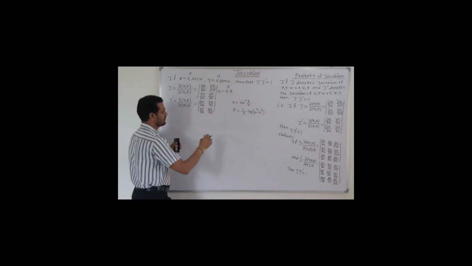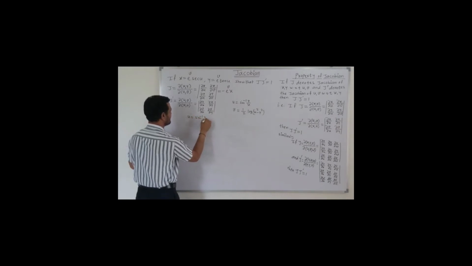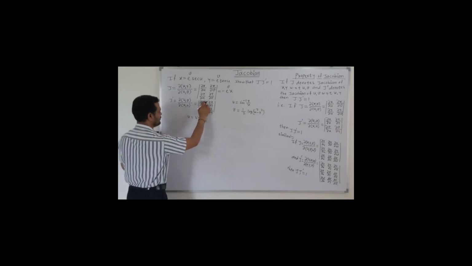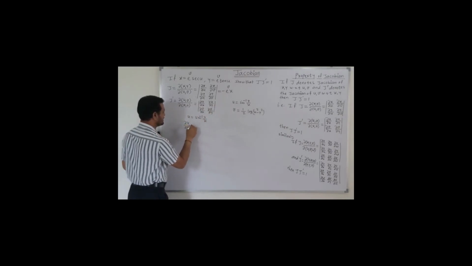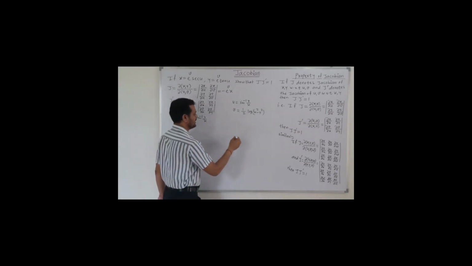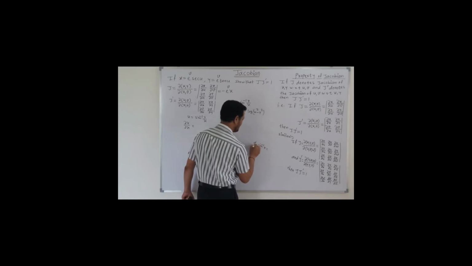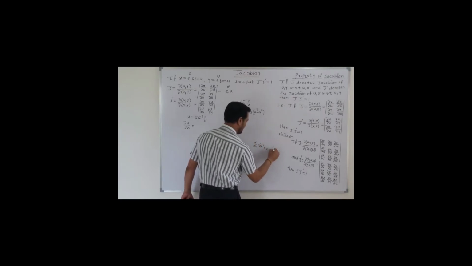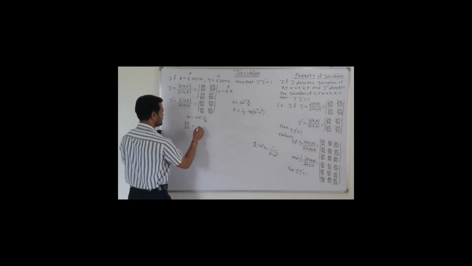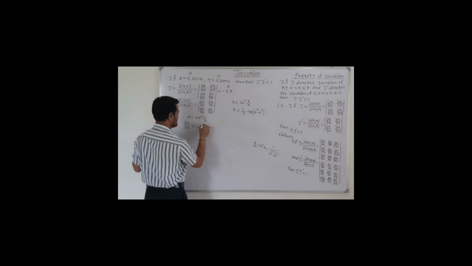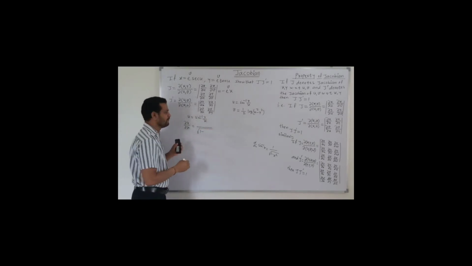Now friends, whatever u we are having here, u is sine inverse y by x. Now take the partial derivative of u with respect to x and y. If we take the partial derivative of u with respect to x, then we know that the derivative of sine inverse x with respect to x is 1 upon root of 1 minus x square. So apply this formula.